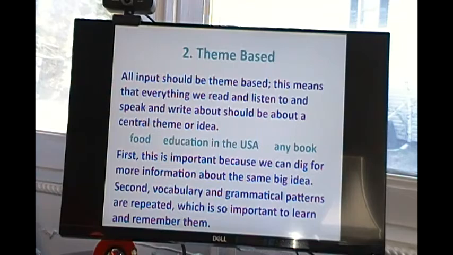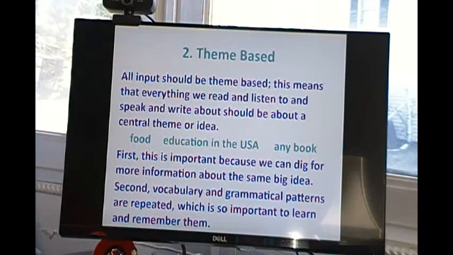Theme-based. All the input should be theme-based. This means that everything we read and everything we listen to and speak about and write about should be about a central theme or idea. And these are some examples: food, education in the USA, or any book.